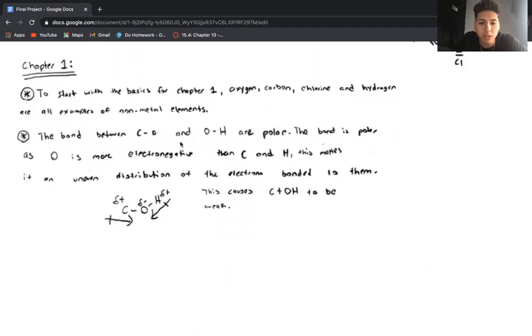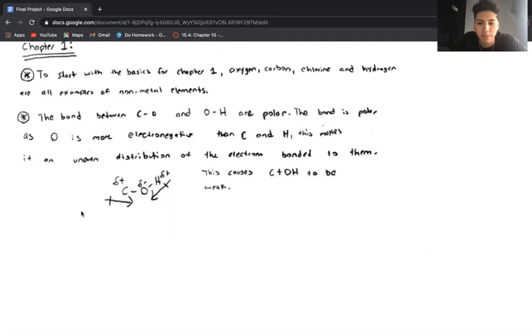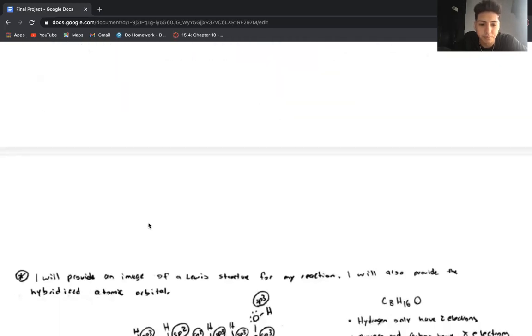The bond between C and O and H are polar. The bond is polar as oxygen is more electronegative than carbon and hydrogen. This makes an uneven distribution of the electrons bonded to them. This right here is an image of the oxygen being more electronegative, which means it's δ negative. Hydrogen and carbon are δ positive, and this shows that these arrows are going different directions, making it polar. If they're going the same direction, it would be nonpolar.